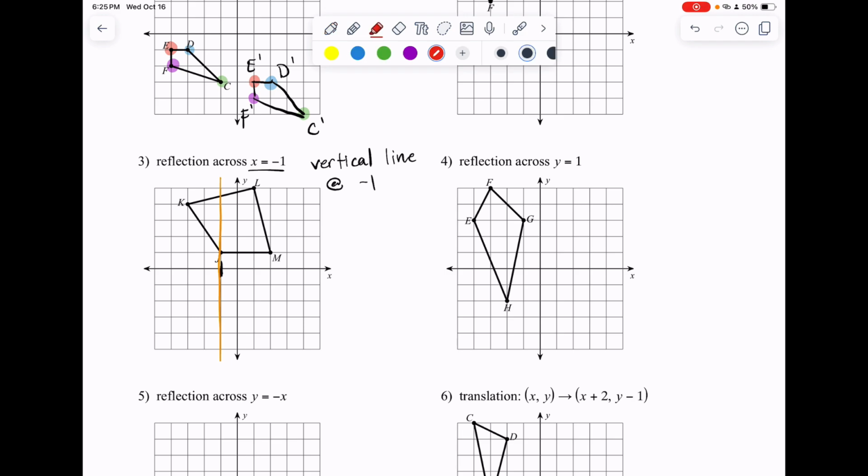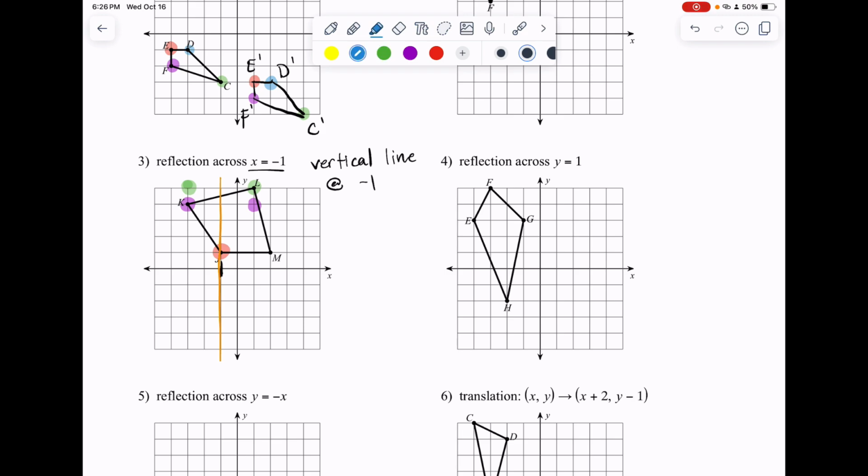Now, as I think about each of these dots, this J can't reflect left or right because it's sitting on the line. When you're sitting on the line of reflection, you don't even move. But this K is 2 units to the left, so that means I'm going to go to the other side of the orange line, 2 units to the right. So that's where I'll go for the K. The L is kind of opposite. It's 2 units to the right, so it's going to go 2 units to the left.